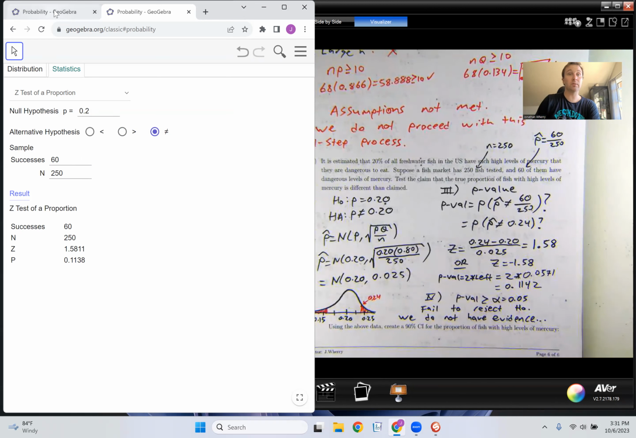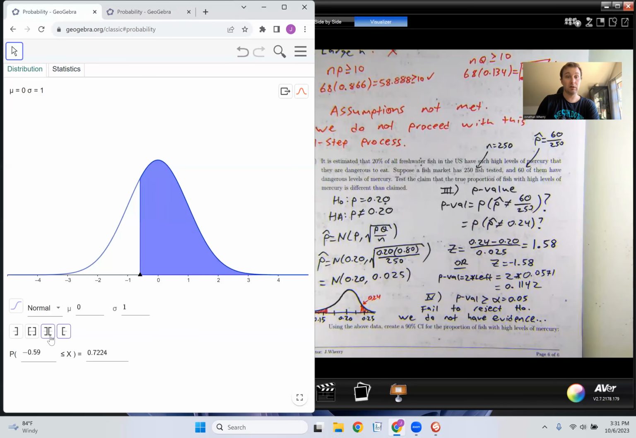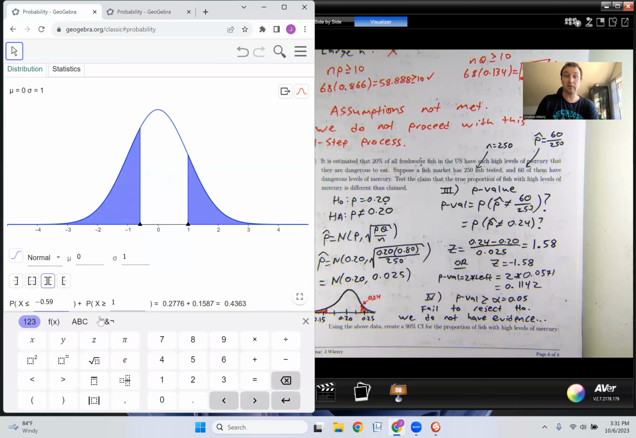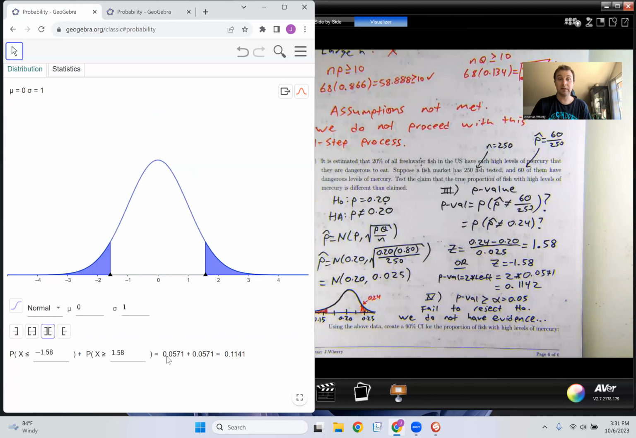You can also use the probability option to look at the size of the 2 tails from negative 1.58 and down, and positive 1.58 and up. That shows you each of those tails is 0.0571, and in total your p-value is 0.1141. That's what we got.